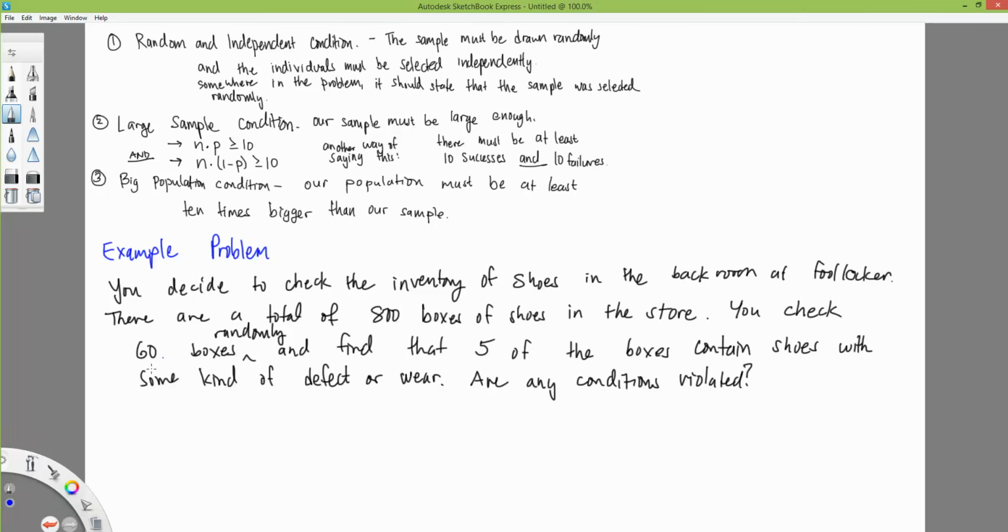Random and independent. Is that met? Random and independent is met because it says 60 boxes selected at random, okay? Large sample condition is violated.